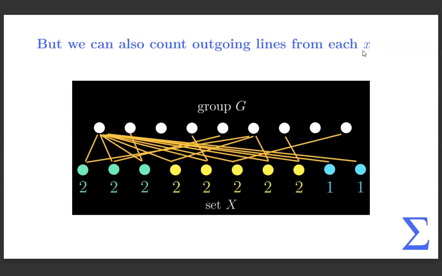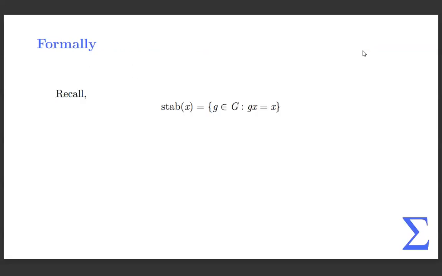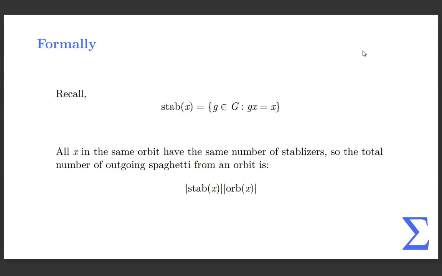From each x. So this is tricky, but remember the stabilizer. The stabilizer says, well, it's all the g in G such that g of x is equal to x. Cool. So all the x in the same orbit have the same number of stabilizers. Why is that? You can prove it, it's not hard. If you're in the same orbit, you will have the same number of stabilizers. It's a short lemma to prove, not hard.